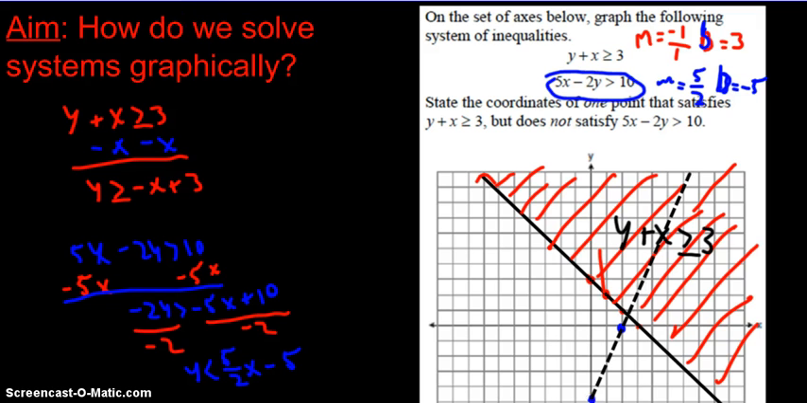Alright, now, shading. This says y is less than, so we shade below. Pick any point and go down, which is this side. So by shading, we wind up over here.